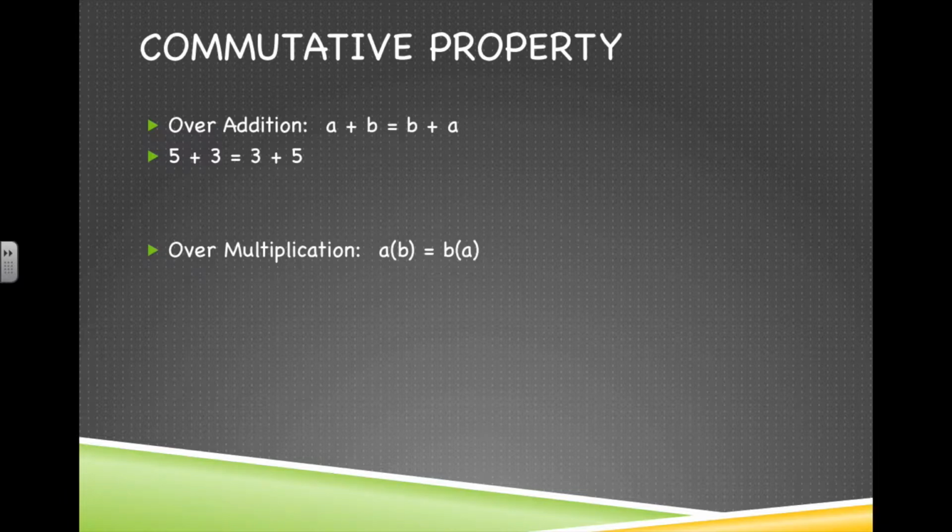Next, you have it over multiplication. A times a number B is the same as B times a number A. The switch does not change anything. You can see that both of those are 35.